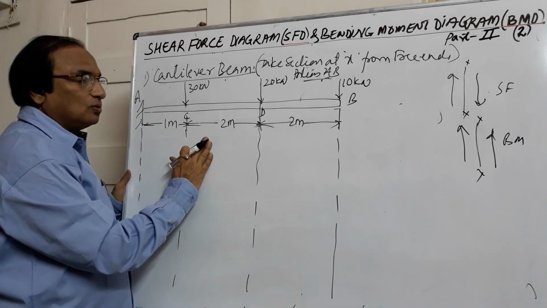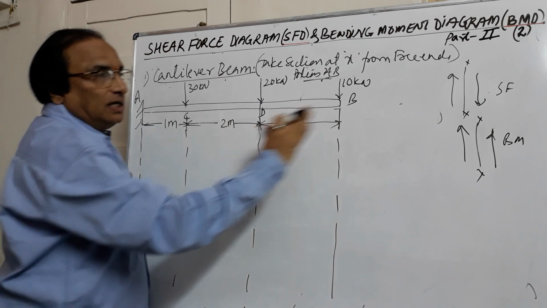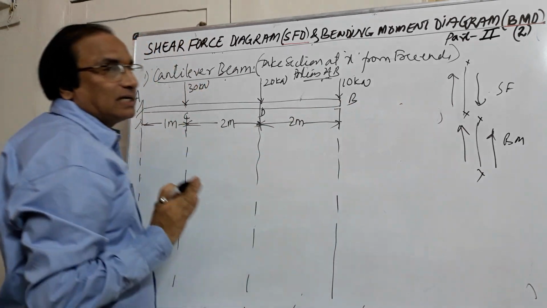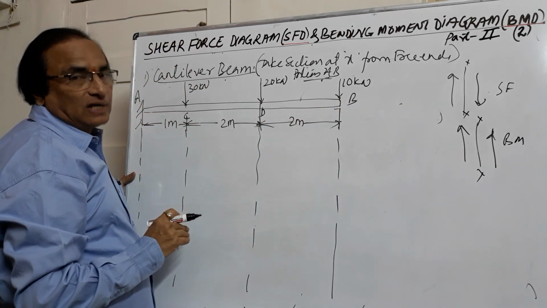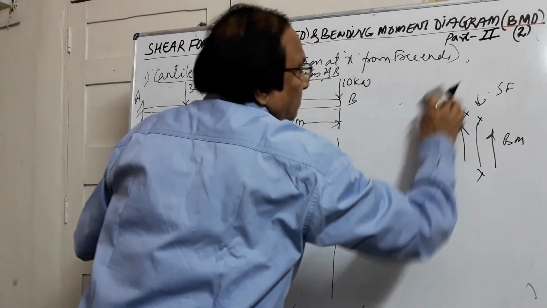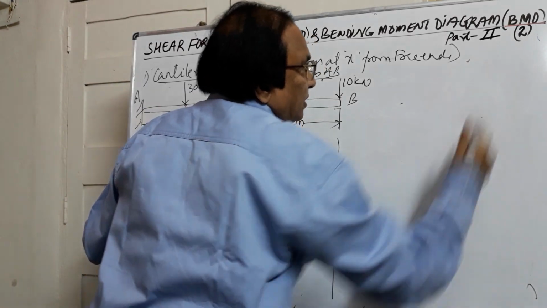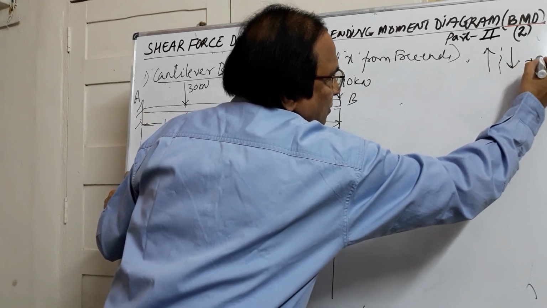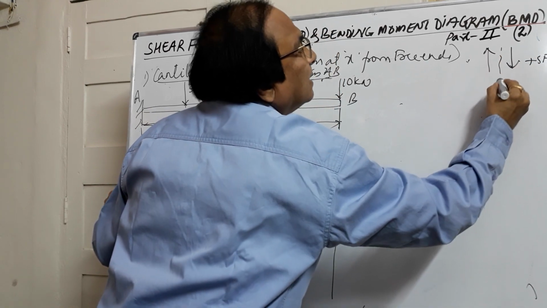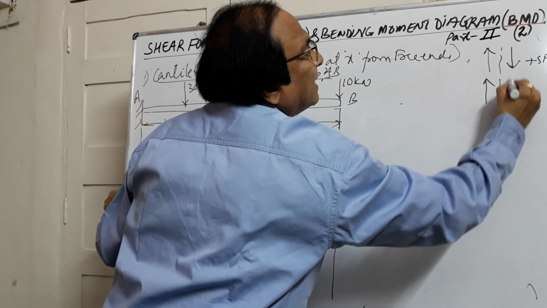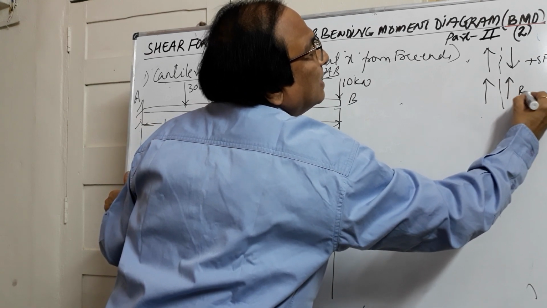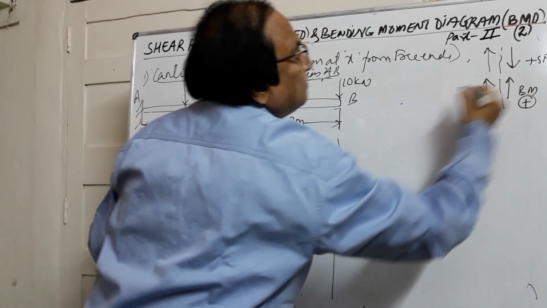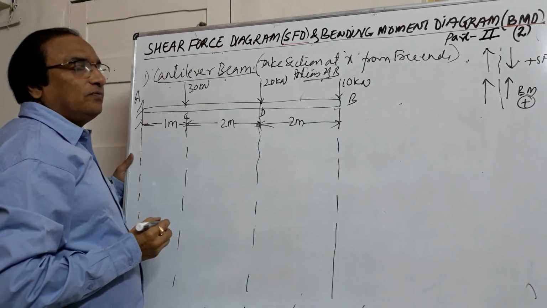Whenever you start to solve the problem, immediately draw these sign conventions for shear force and bending moment. So here for shear force, if this is a section, left up, right down is positive shear force, and if it is section left up, right up, shear force bending moment is positive. So with this we will go for the solution.